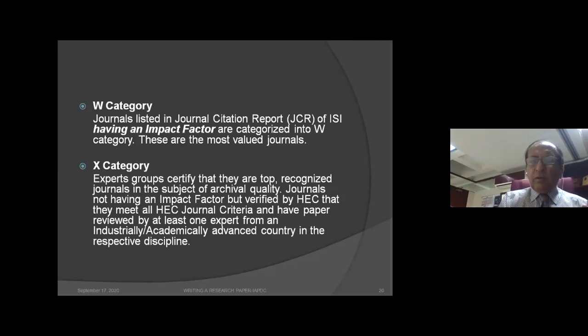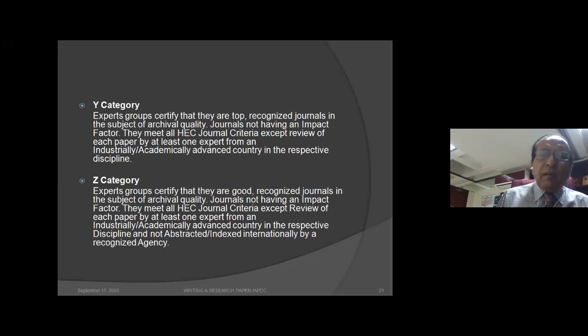X category is just like W category, except that there may not be any citation. You see, the paper is high quality, peer reviewed, and it is recognized by good agencies in their archives, but it may not have any impact factor. Means it may not have been referred to by any other researcher, by any other scientist or engineer. Then is the Y category. It is also a good quality paper without any impact factor. It also meets all the HEC requirements, except that review of each paper by at least one expert from an industry of advanced country in the respective discipline may not have been carried out.